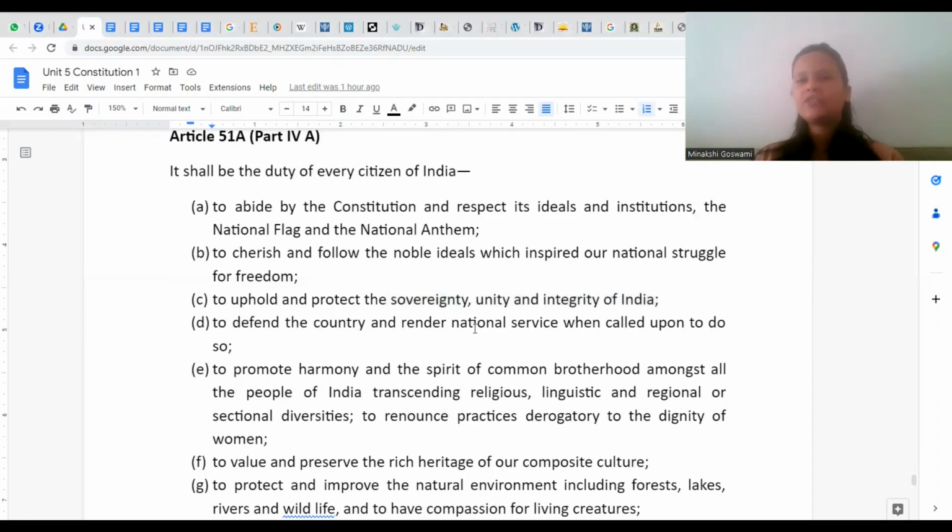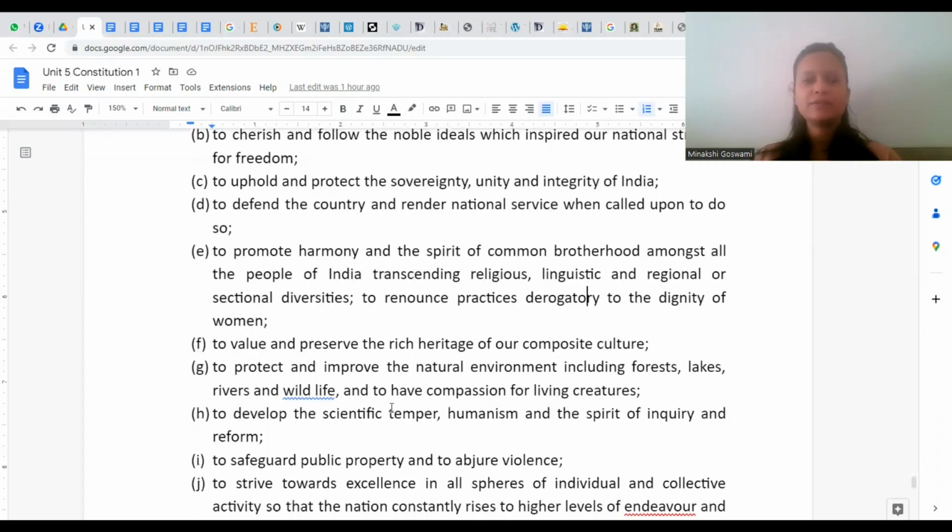To defend the country and render national service when called upon to do so, to promote harmony and the spirit of common brotherhood among all the people of India, transcending religious, linguistic, regional and sectional diversities. Whatever differences we have, we all are citizens of India. We should have this spirit of common brotherhood, and we need to renounce practices which are derogatory to the dignity of women. These are again fundamental duties we have.